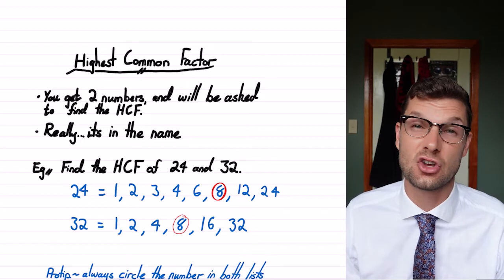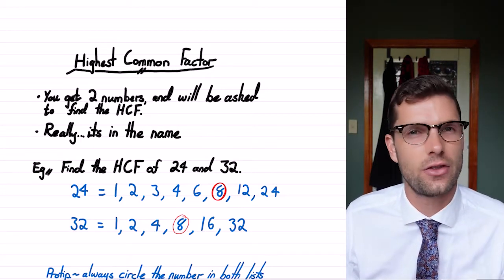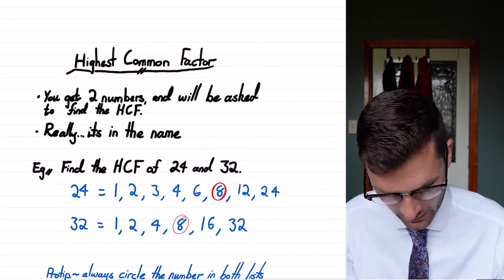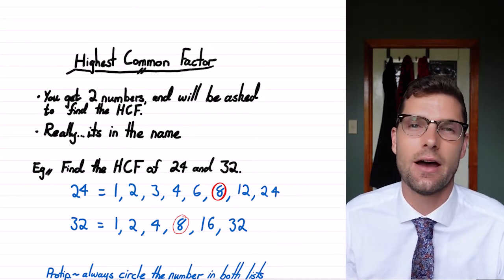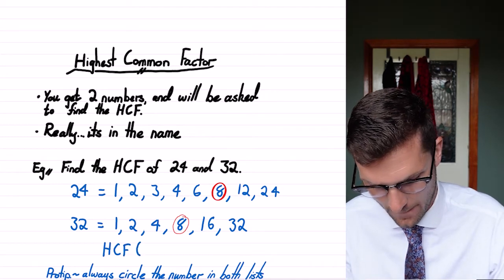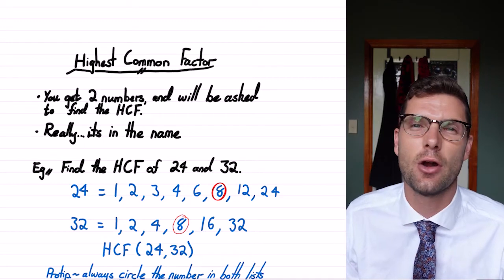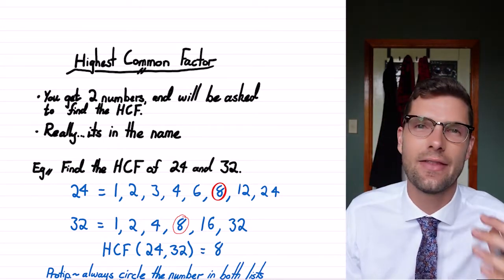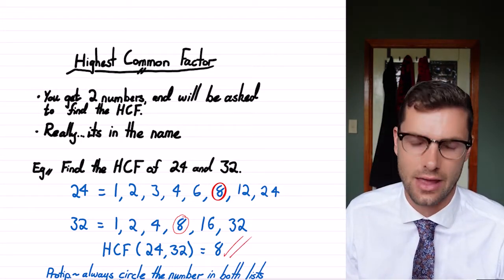I would always circle the number that's correct because it just helps you make sure that you haven't missed any of the top end ones, and it shows your teacher that you know what you're doing. To write a mathematical answer, because circling might not be enough to get the full marks, I like to write the HCF between 24 and 32. So instead of writing between, we can just throw it in brackets, is equal to 8. And that definitely shows you and your teacher that you're going to get full marks for that one.